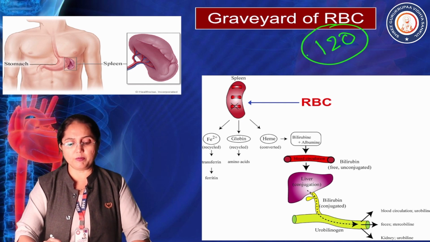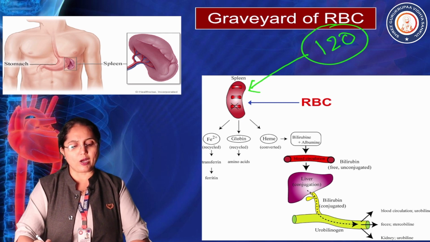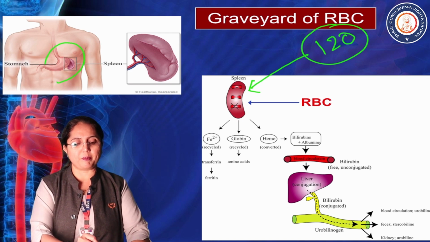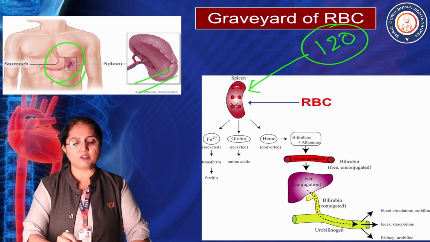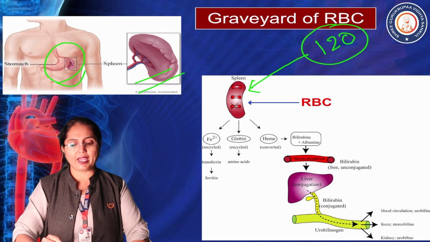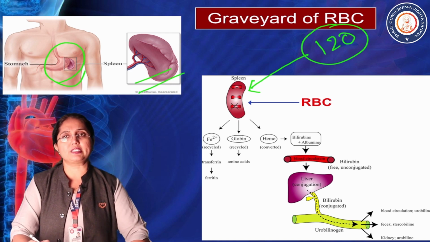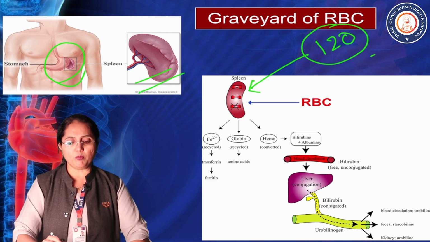This RBC will move to an organ named the spleen, which is situated down to the stomach in our body, right? You can see that here. This is the placement of the spleen, situated down to your stomach, and the dead RBC, or you can say the aged RBC, will move toward the spleen and die itself here.